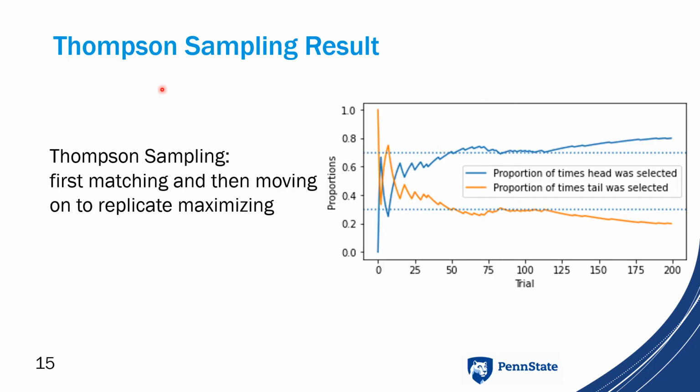The most different one is the Thompson sampling, which first starts to match, and then after enough trials have passed, it's going to start moving towards maximizing.